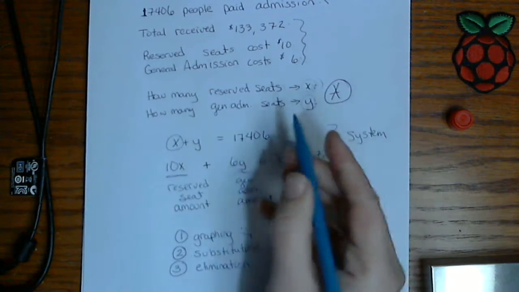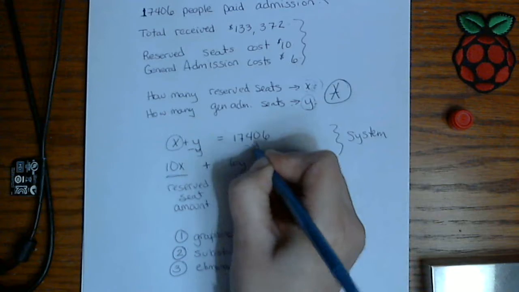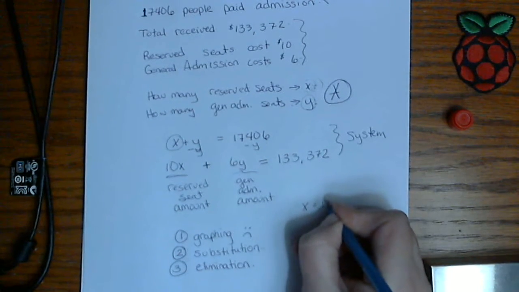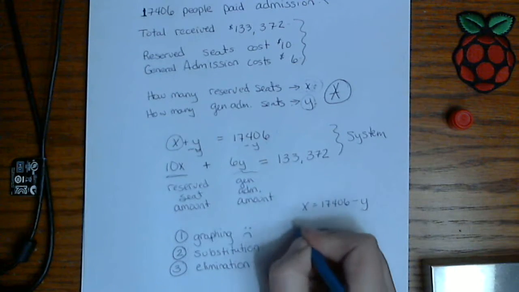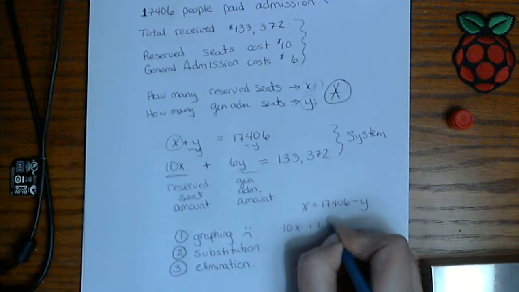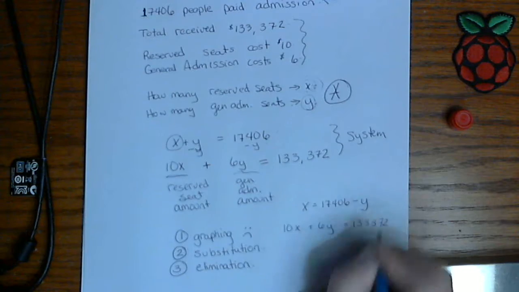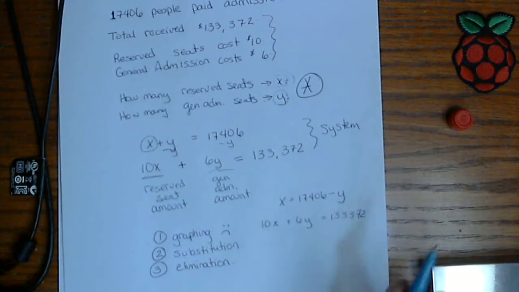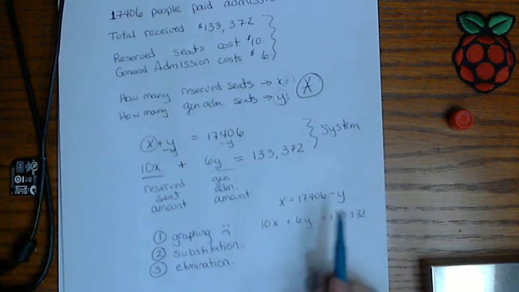And then I'm going to get it all by itself by subtracting off everything else. And what we end up with is x equals 17,406 minus y. And the other equation that we still have is 10 times x plus 6y equals 133,372.